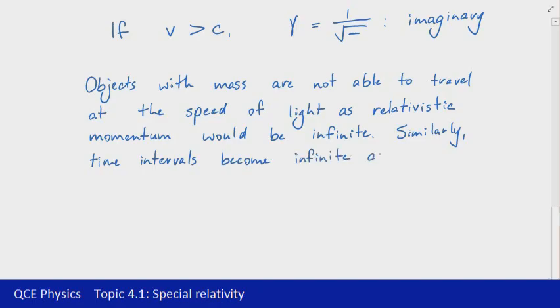And lengths will actually decrease to 0. So there's why objects can't travel at speeds equal to or greater than the speed of light. To try and make more sense of this, we're going to have a quick look at a Desmos graph as well.